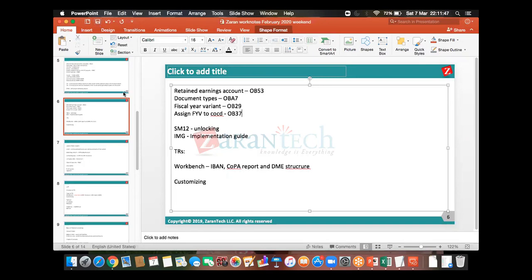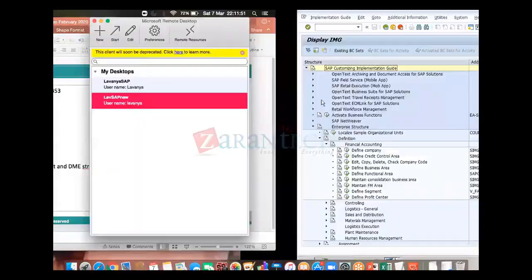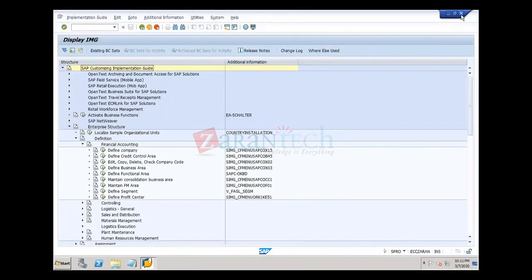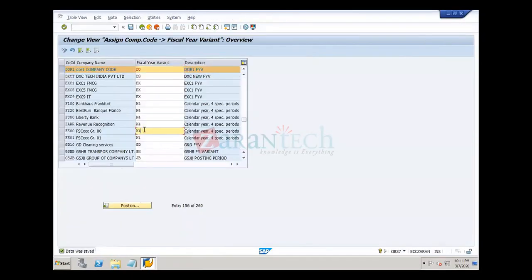Now, what did we do just now? We have assigned the fiscal year variant to the company code. So how did we go there? This is how. Against my company code, we have assigned the fiscal year variant. The fiscal year variant is assigned to the company code.